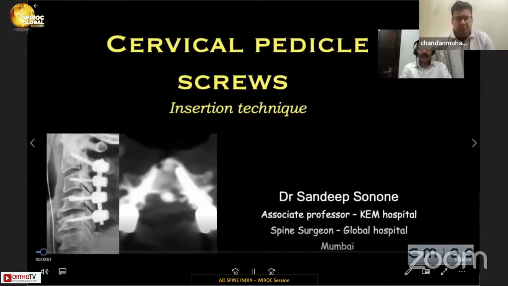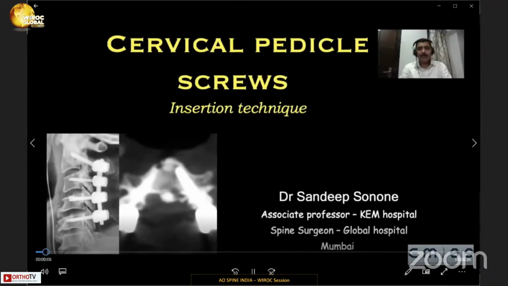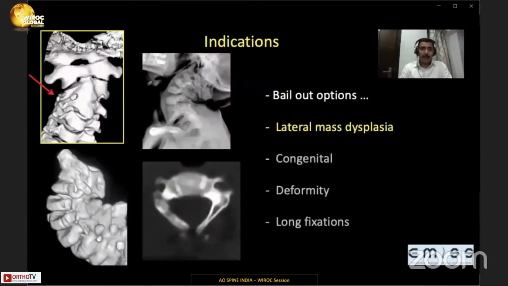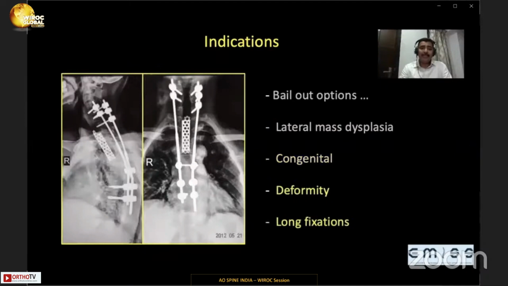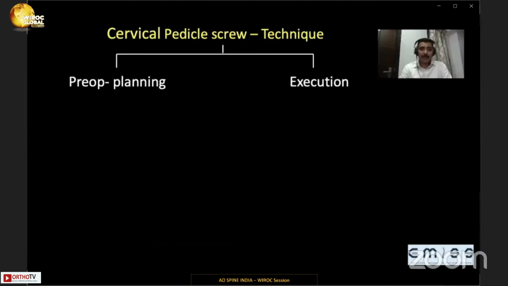And in this particular video, we will have a look at some of the key points in the insertion of cervical pedicle screws. Now, we all know the indications for cervical pedicle screws. They are basically used as bailout options in case of lateral mass blowouts, or in cases where we cannot insert lateral mass screws, like lateral mass dysplasia. In congenital conditions where there is absence of lateral mass and probably the pedicle screw is the only option for you to get a good hold, and in cases of deformities and long fixation where again you want a very good hold at the end of the construct.